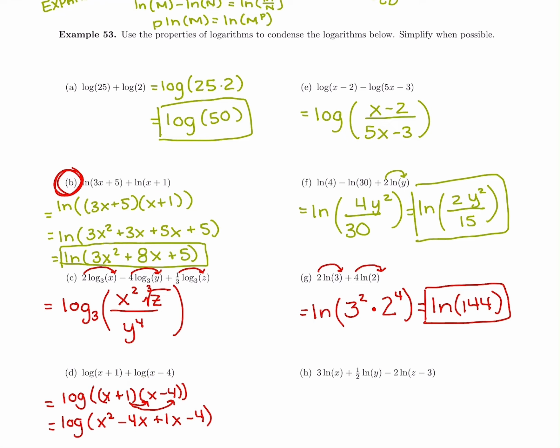And now this wouldn't be quite my final answer yet because I have x terms to combine. So my final answer is going to be log of x squared minus 3x minus 4. We have that negative 4x plus 1x, which gives us negative 3x.